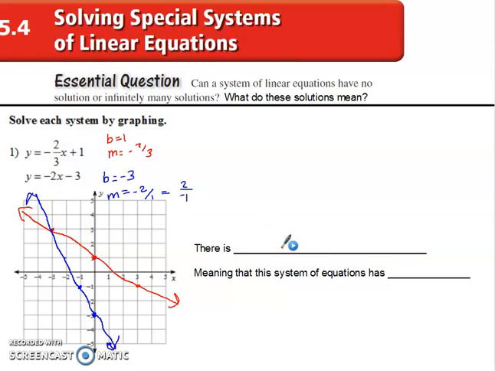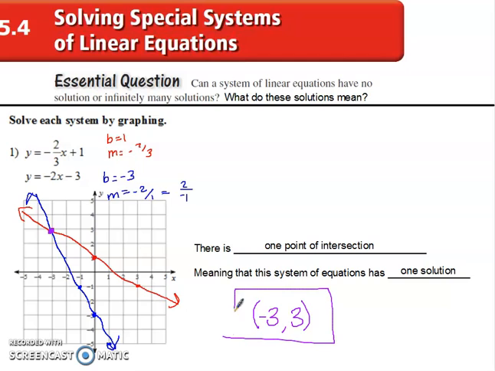Now there is one point of intersection. The two lines cross here in one place, which means that the system of equations has one solution. That solution specifically is an x value of negative 3 and a y value of positive 3. If I go back and plug in negative 3 and positive 3, it will work for both of these equations.